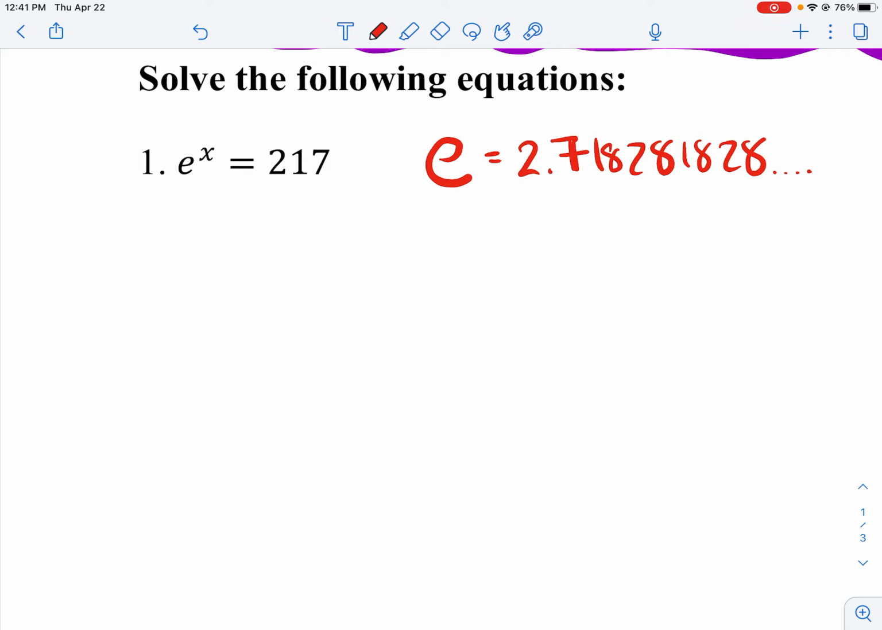So we're saying this number, 2.718, raised to some number x is equal to a nice, cool, flat 217. How do we find that answer? We're going to have to take the natural log of both sides. When you take the natural log of e, because they're inverses, they cancel out, and you're left with x is equal to the natural log of 217.